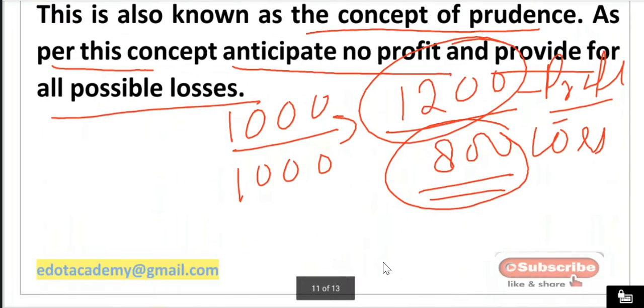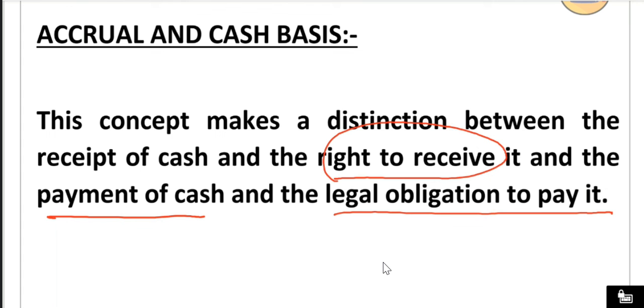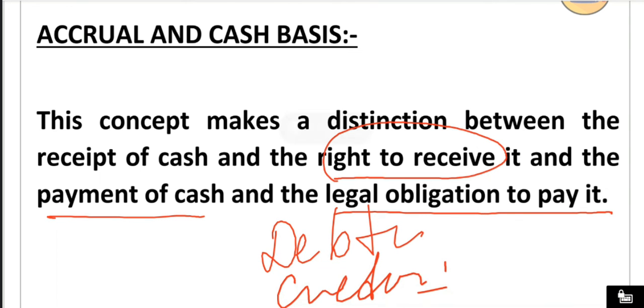Moving ahead, accrual and cash basis. Normally we do recording either on the cash basis or the accrual basis. This concept makes a distinction between the receipt of cash and the right to receive. But this right to receive must have a legal receipt. It's not that you are just going to receive something and you record it in the books of account; it must have some legal right, which we call legal receipt. Similarly, there is payment of cash and the legal obligation to pay. That's why we have debtors and creditors. Sometimes debtors may be there, sometimes creditors.